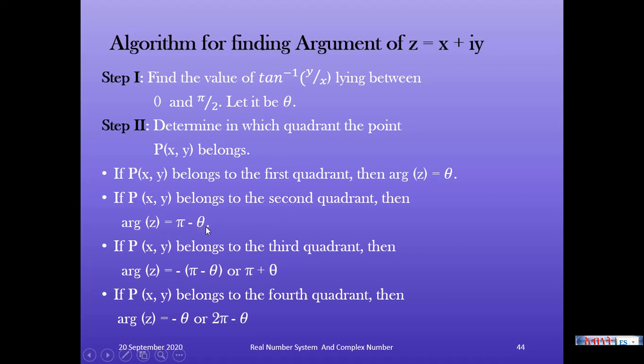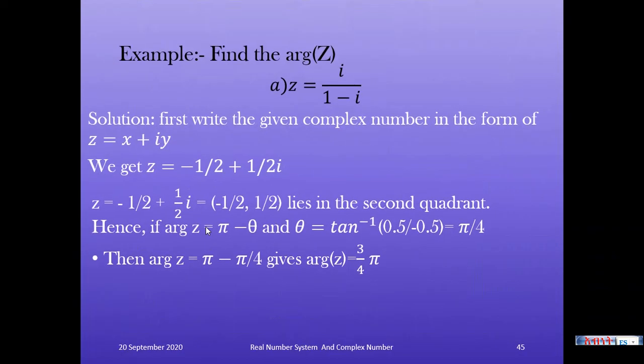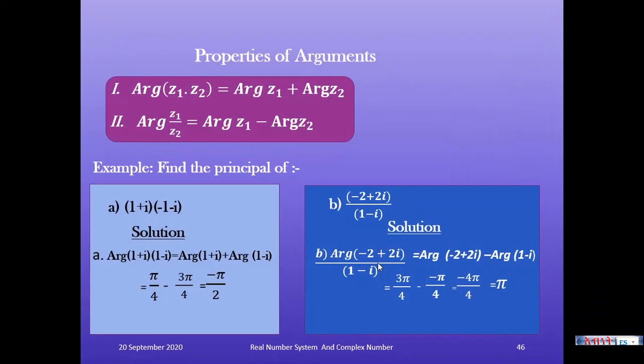Pi minus theta. Our theta now for this particular example is pi over 4. So the formula is pi minus pi over 4. It gives the argument of z is 3 over 4 pi. Right, by the way.